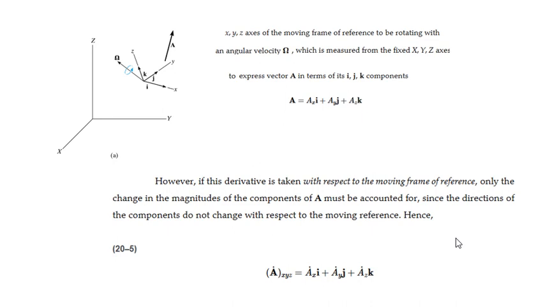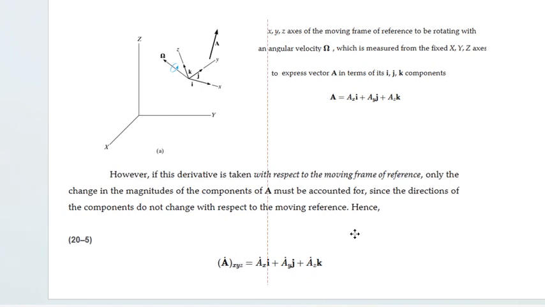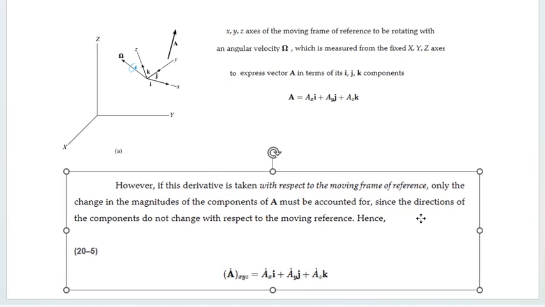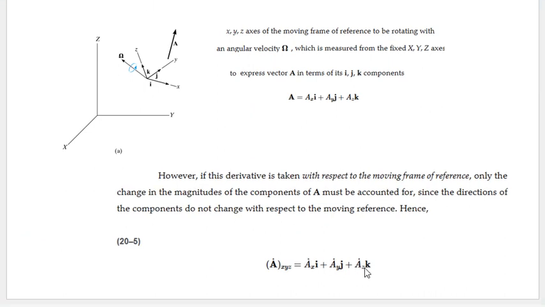And that's because for little tiny changes, your direction doesn't really change with respect to the moving reference, because the change is so small that you can't really notice. You can't really notice the change because the change itself is so small. So therefore, you can ignore the directional change. That's what's being talked about here.